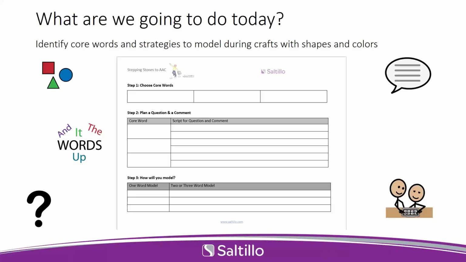This handout here is our Stepping Stones to AAC planning form. We're going to go through this step by step together, but this is just for you to have. You can fill it out now, you can make copies, hand it to colleagues, give it out to parents. Parents, you can copy it, save some for later. We're going to go through each step of these together.